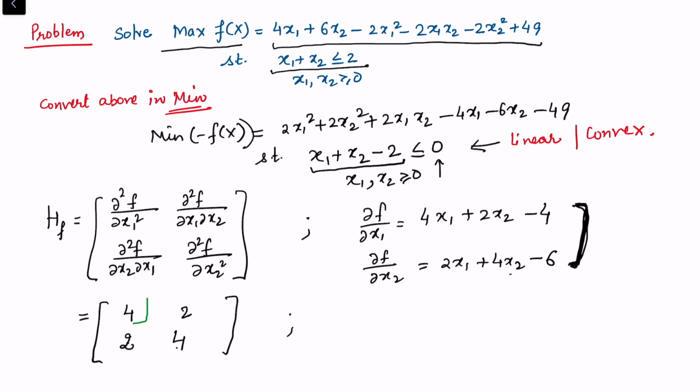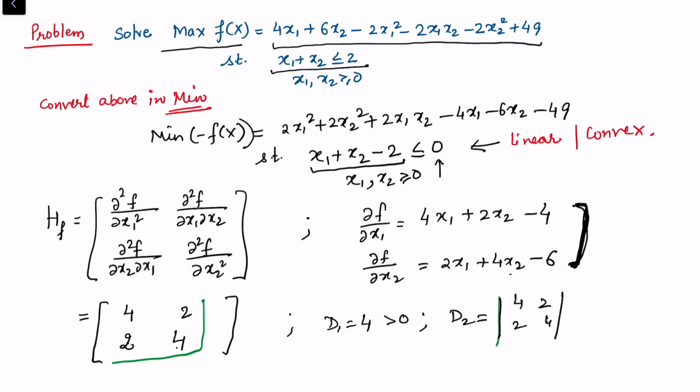Now checking the principal minor determinants. This is the first principal minor determinant, d1, which is 4 and positive, and d2 is the principal minor determinant of 2 cross 2, including the first one. Or we can even calculate the eigenvalues. Both are going to give us the same result, with the matrix 4, 2, 2, 4.